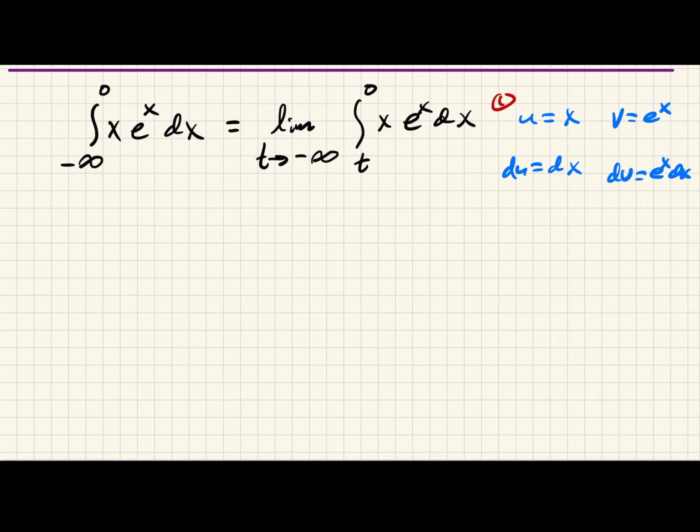Okay, so I'm going to have the limit as t goes to minus infinity of the integral t to 0, and I'll keep it the way I'm going. Okay, so here we go. We've got x e to the x dx. Okay, good. That's what I was after. So we're in good shape so far. 2 straight across, right? Now, I've got to think about what I'm doing here.